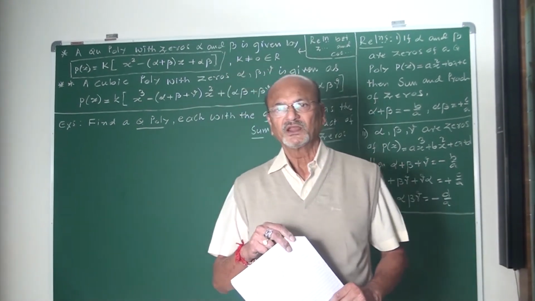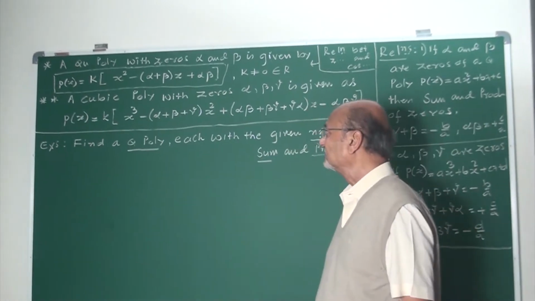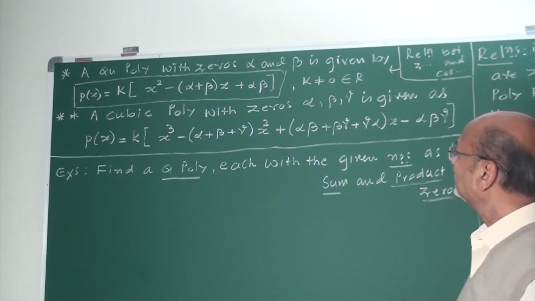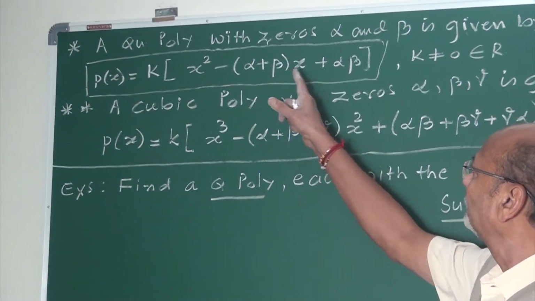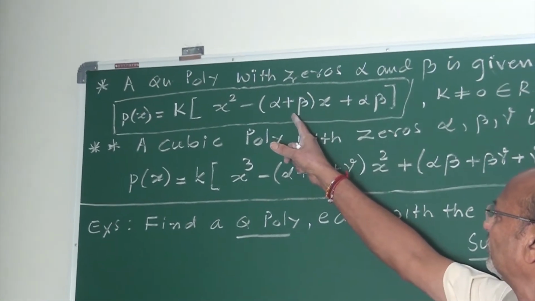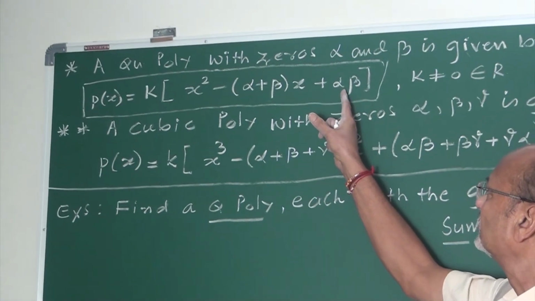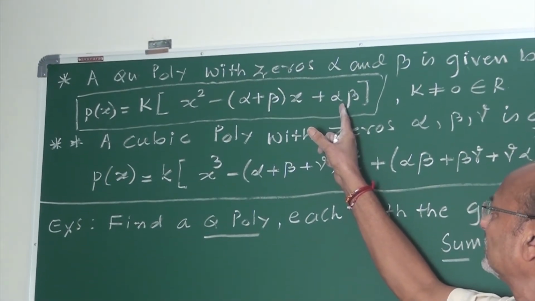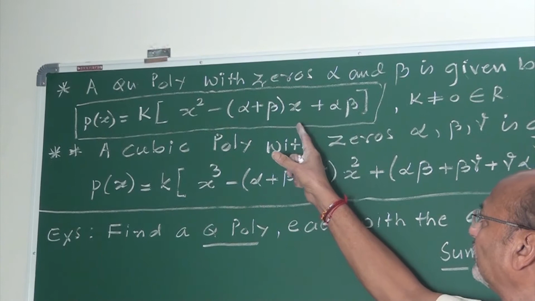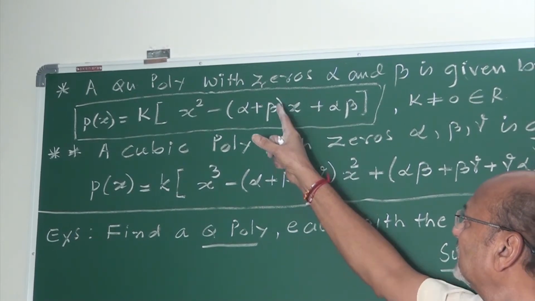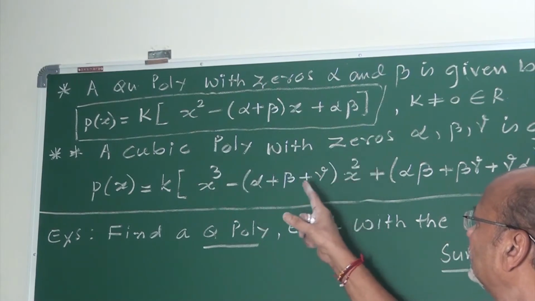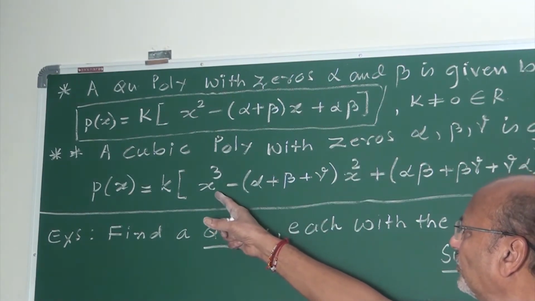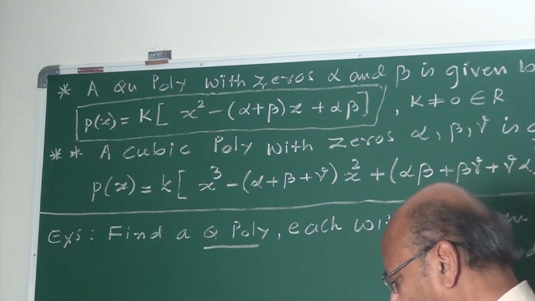In the next type of examples, what do they give? They give the sum and product of zeros. Then you have to construct or form a polynomial. If there are two zeros, it is a quadratic polynomial. If there are three zeros, it is a cubic polynomial. Yes, my friends.